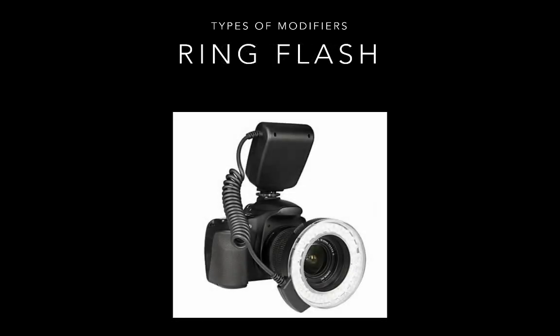Now I'm showing you a ring flash not because this is a type of modifier. This is actually a flash itself. A ring flash goes around the lens and it creates almost no shadows and gives you a very interesting catch light in the eye. But the reason I wanted to show this and explain a ring flash is because when someone says ring flash, I want you to understand what they're talking about.